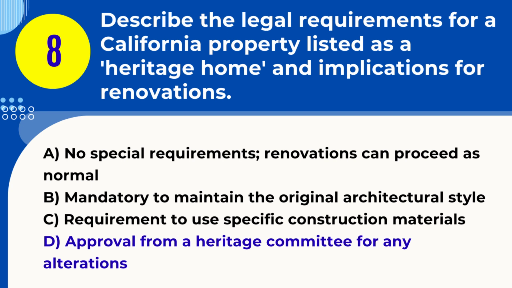Answer: D. Approval from a heritage committee for any alterations. Explanation: when a property is listed as a heritage home in California, any renovations or alterations typically require approval from a heritage committee to ensure the preservation of its historical and architectural significance.